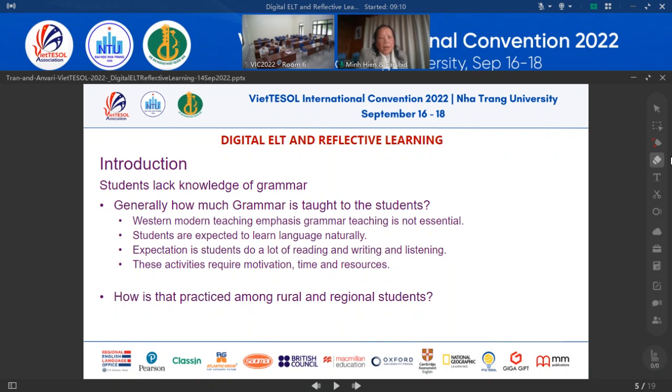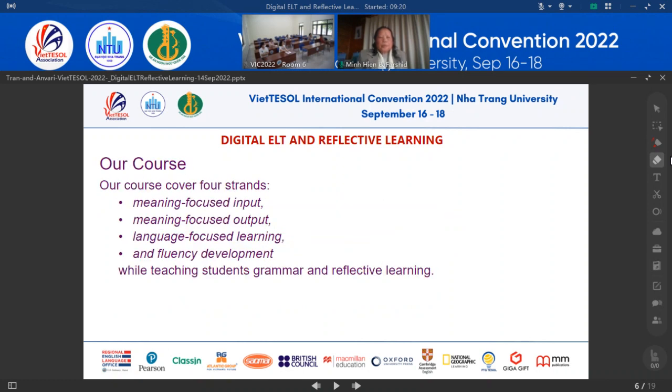So for many years, Fashi and I have often asked the question of how practice works among rural and regional students in Vietnam. We have run this course since 2018, and our course covers 4 channels: meaning focused input, meaning focused output, language focused learning, and fluency development. While we're also teaching them grammar, the important thing that we introduce is reflective learning.